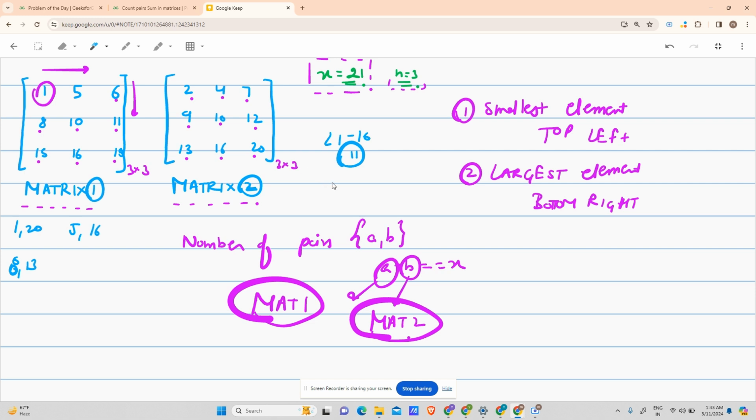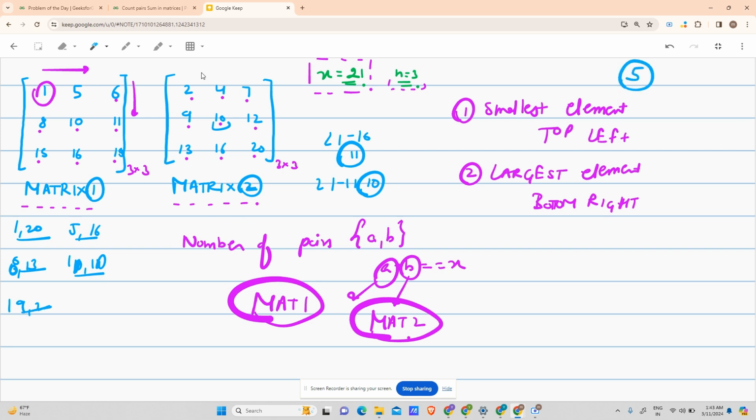11 requires 21 minus 11, that is 10. Does 10 exist? Yes, 10 exists. So (11, 10) is another pair. For 15, 21 minus 15 is 6. Is 6 present? No. 21 minus 16 is 5. Is 5 present? No. 21 minus 19 is 2. Is 2 present? Yes. So another pair is (19, 2). So our answer is 1, 2, 3, 4, 5. Our correct answer is 5.